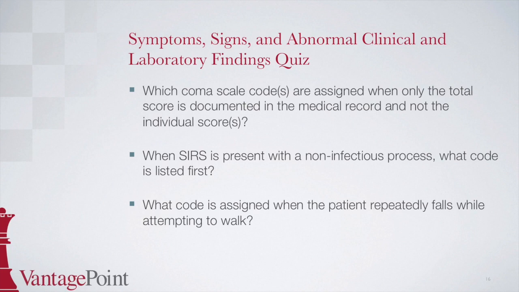The answer to the last question is when a patient repeatedly falls while attempting to walk, code R29.6 for repeated falls is reported. To locate this code, go to falling, falls with repeated in parentheses in the alphabetic index, which points to R29.6, which you would then confirm in the tabular.